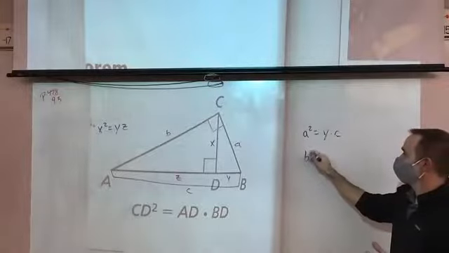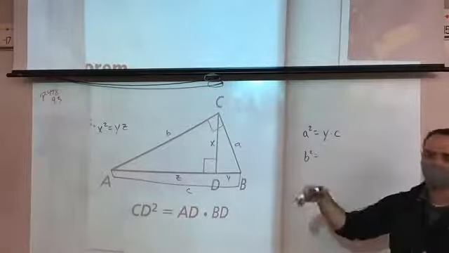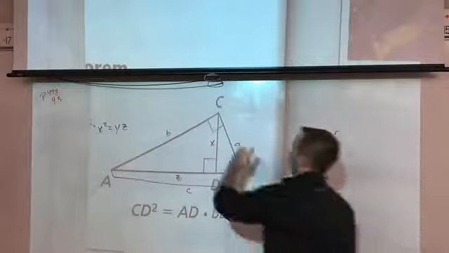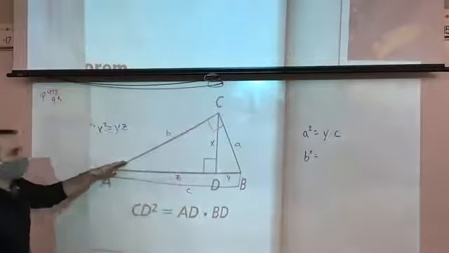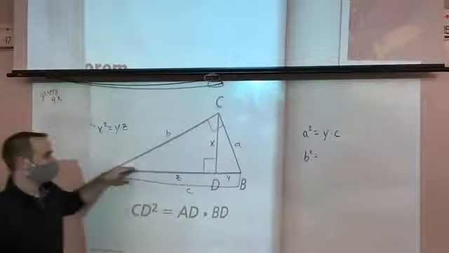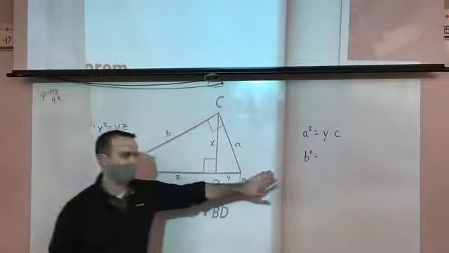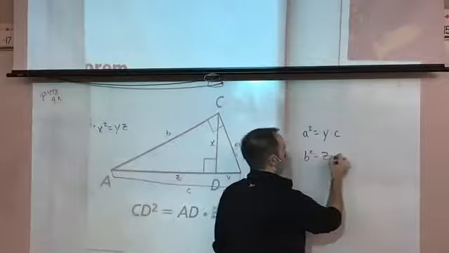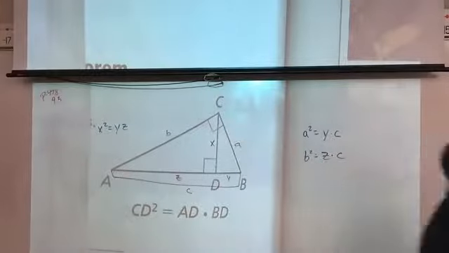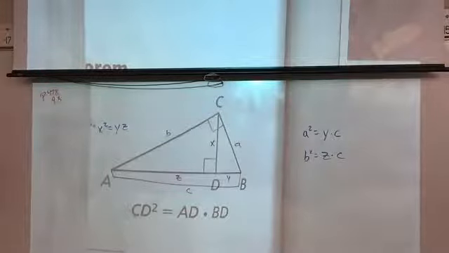And then it's the same thing for the other leg. B squared, right? So now it's this leg of the hypotenuse. B squared is equal to this portion, so z times the whole thing, z times c. So this diagram, this picture, along with those three equations, are going to help us to solve most of the problems that we're going to see.